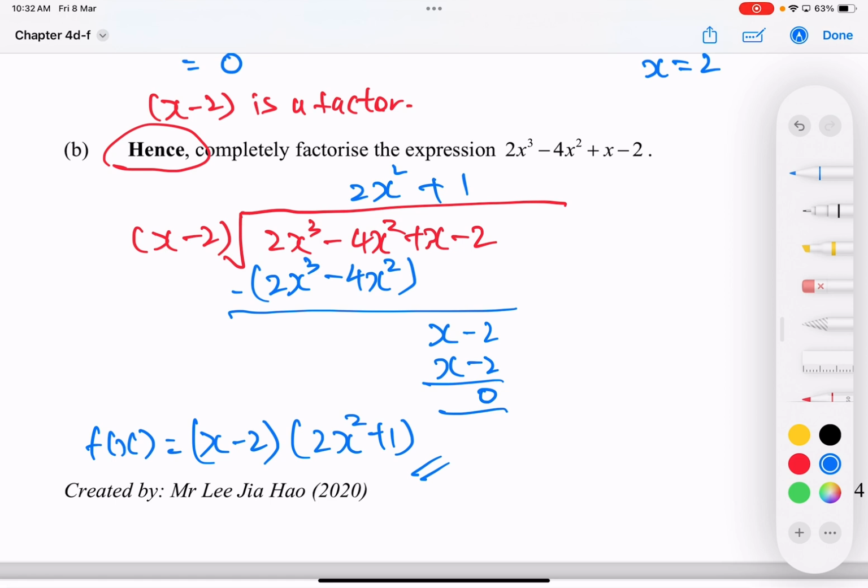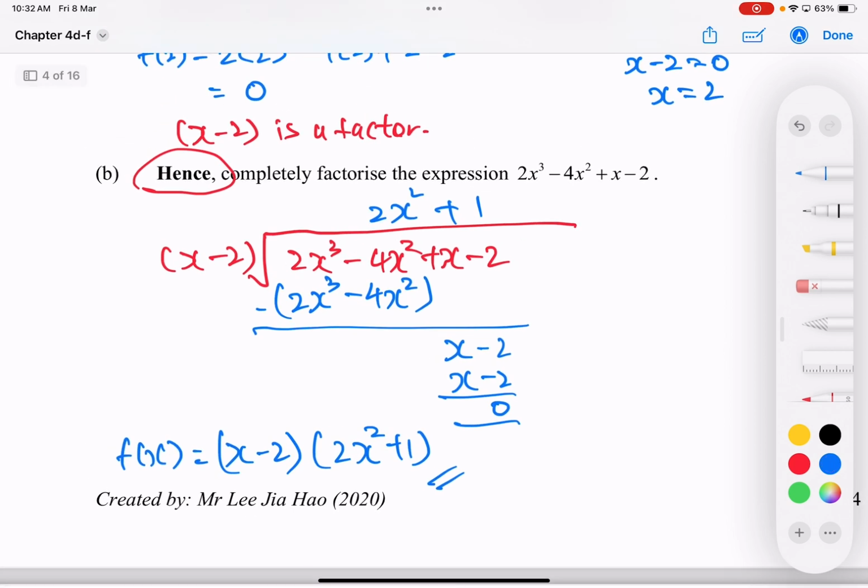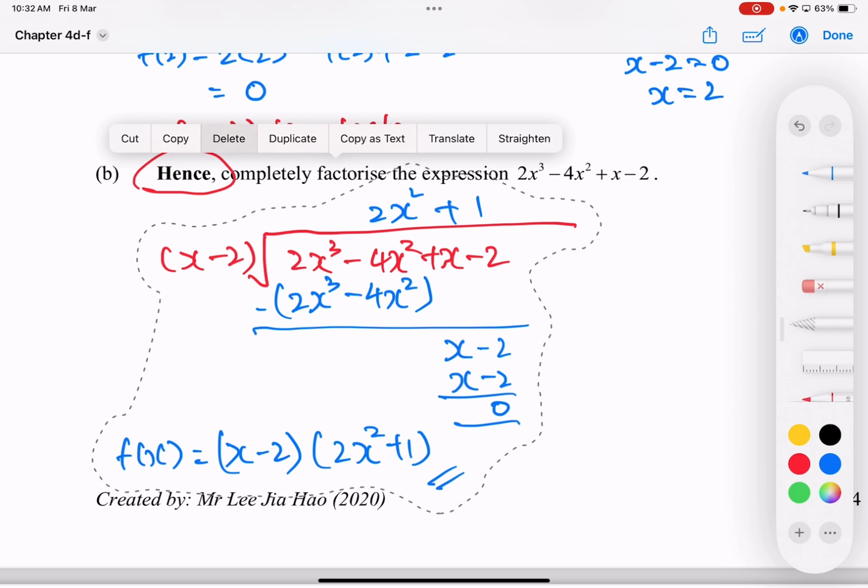What is the other method? I don't understand. Okay, I will attempt to explain one more time. But I mean, this video is recorded. If you don't understand it, you can go back and rewatch it. So what is the other method?